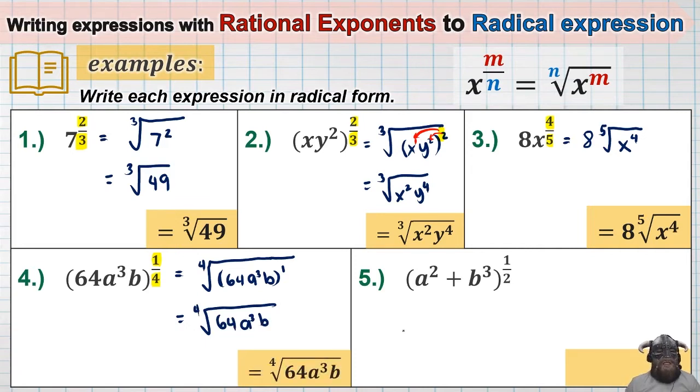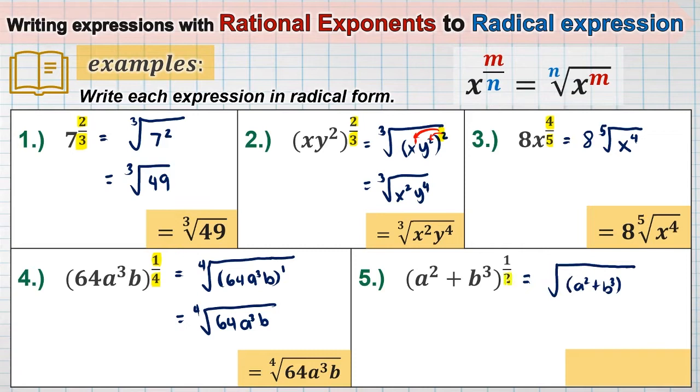Okay, so tama tayo. Ayan, punta naman tayo sa number 5. We have the quantity a squared plus b cubed raised to 1/2. So in this case, same process pa rin. First, we have to write the radical sign. Second, you just have a squared plus b cubed. Yan ang ating base. So copy lang natin yan. Yan ang ating magiging radicand.